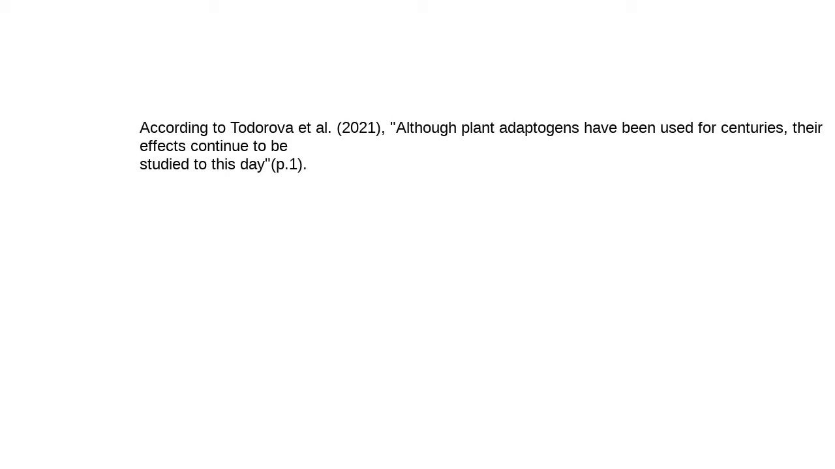And my formatting is going to be just a little bit weird because I copy and pasted. So, according to Todorova et al., although plant adaptogens have been used for centuries, their effects continue to be studied to this day. So, when you mention an author, you're going to put the year in parentheses behind them. Then I have my quote, and then I have my in-text citation.